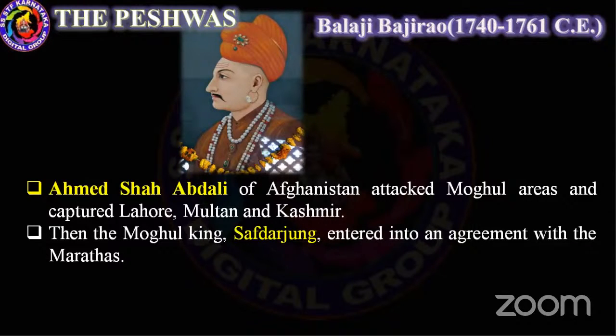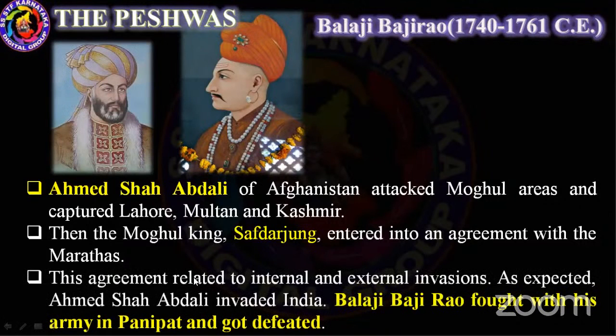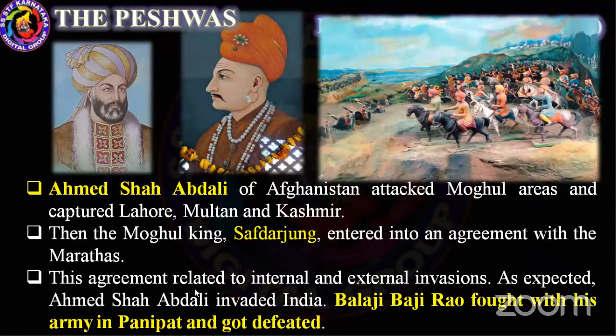They entered into an agreement with the Maratha and ended the clash between the Maratha and the Peshwa. This agreement related to internal and national invasions as expected. Ahmad Shah Abdali invaded India.